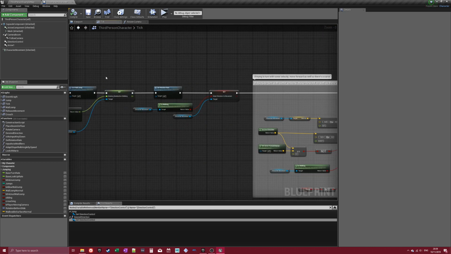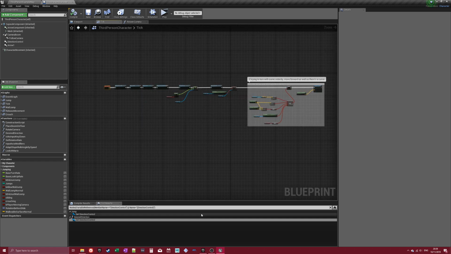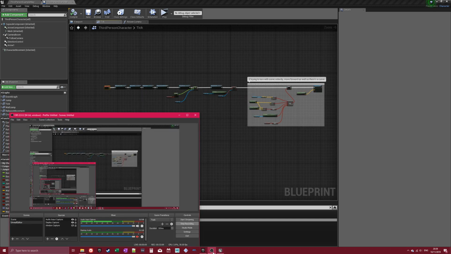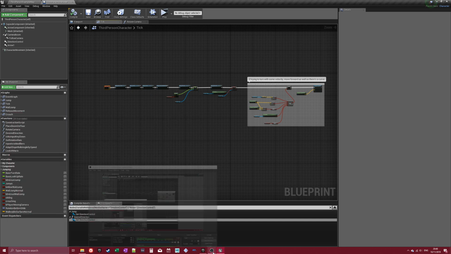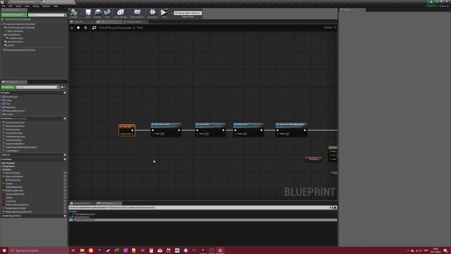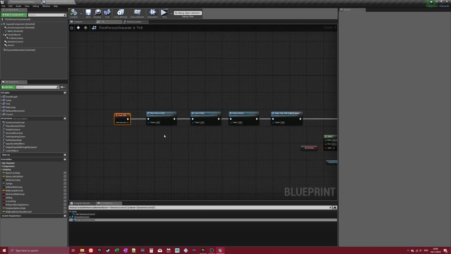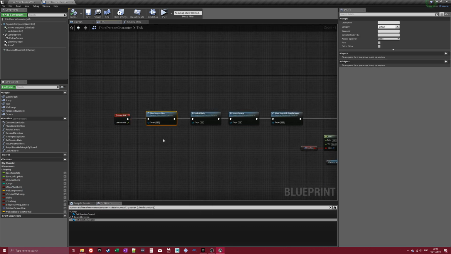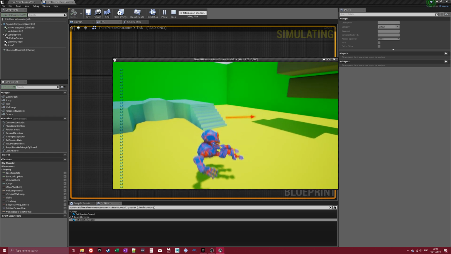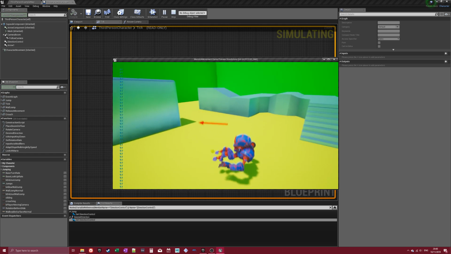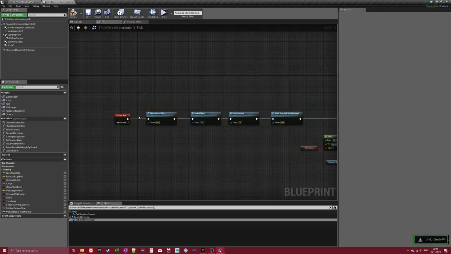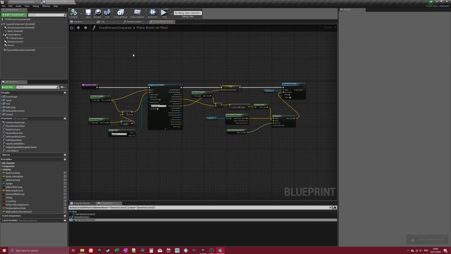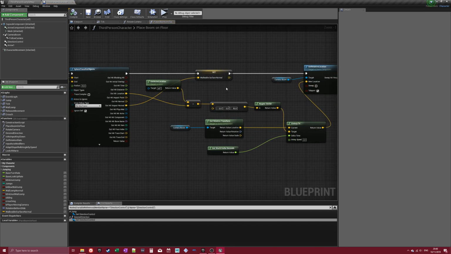Now, one more camera thing, and then we can get into a little bit of movement, and I will take a rest. It's already over half an hour. Like I said, guys, this is gonna take like 2 or 3 hours. It's gonna be a long one. So, place boom on floor. What does this one do? I'm sure that's not intended. Let's read the code. Oh, because I'm gonna use this later for something. Yeah, I remember this.